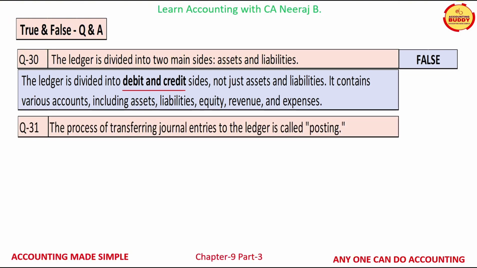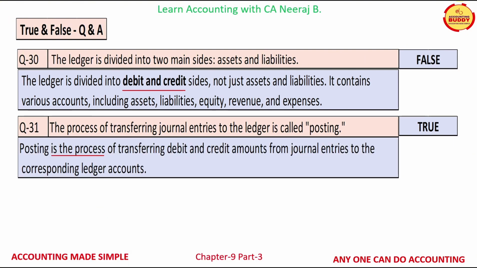Question number 31 is the process of transferring journal entries to the ledger is called posting. This is a true statement. Posting is the process of transferring debit and credit amounts from journal entries to the corresponding ledger accounts.